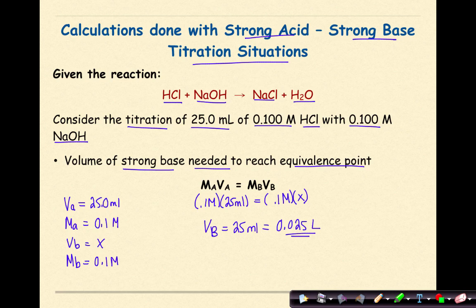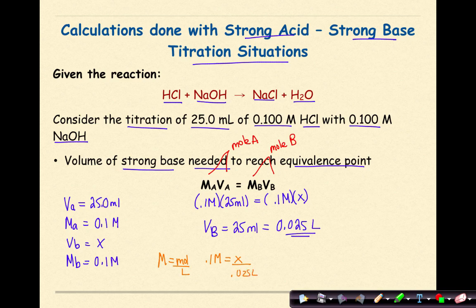Ultimately, what we're looking for here is an equivalent amount of moles of acid to moles of base. So if we use the molarity formula, we can say molarity is equal to moles over liters. And if we look at the molarity of our acid, we have 0.1 molar of our acid. We're solving for moles of our acid. Our volume should be in liters, so that's 0.025 liters.